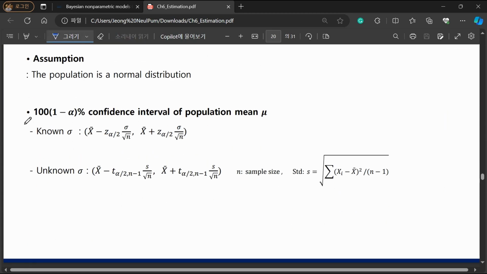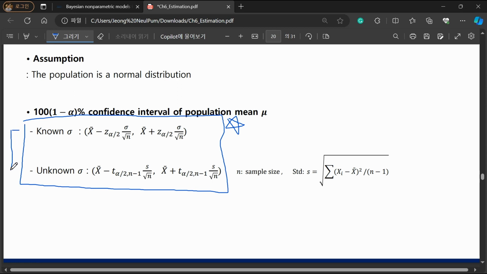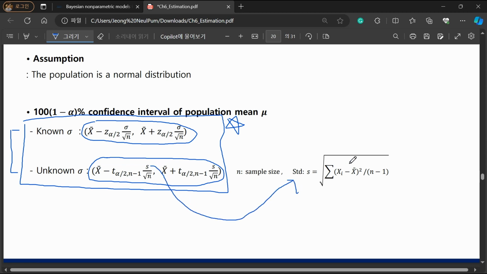The most important thing is that we have this formula, so you should focus on it. There are two situations, depending on the knowledge about sigma, which is the population standard deviation. If we know sigma, we use the formula from the upper side. If we don't know sigma, we use the formula below. In this case, S is the standard deviation from the sample. So even though we don't know sigma, we are still able to use the sample standard deviation so that we can still construct the confidence interval.